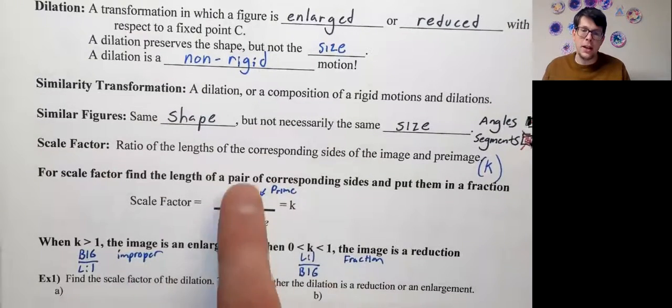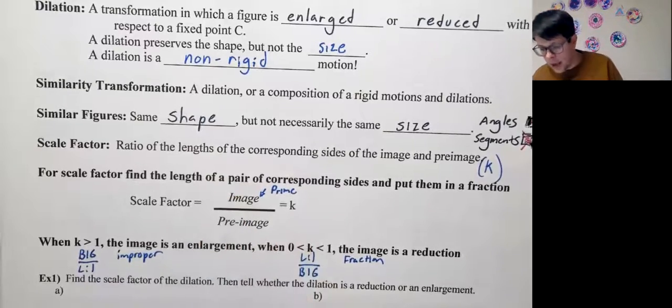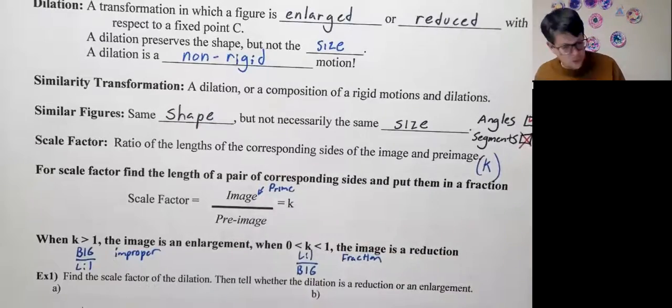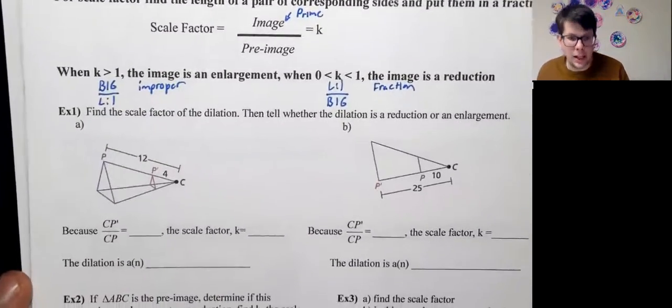This rule about image over pre-image is always true, but sometimes the image is the big one and sometimes the image is the little one. That is helpful information to know, just in case you get a little confused. All right, so let's try a couple of problems out, and I think that'll help clarify things.